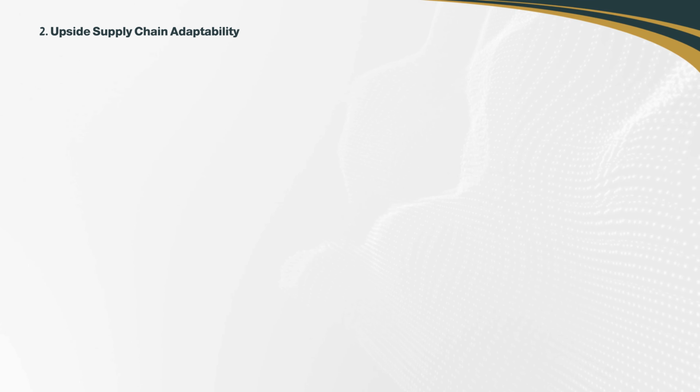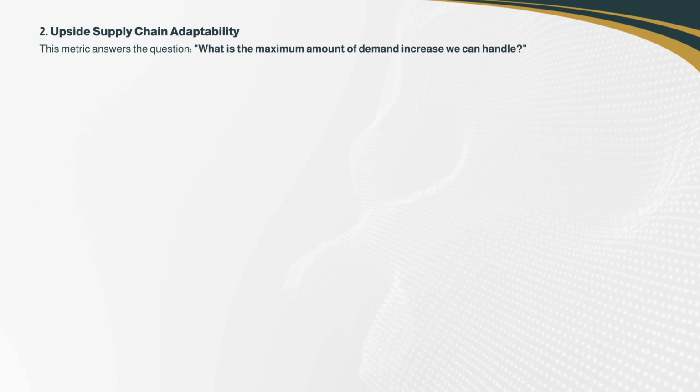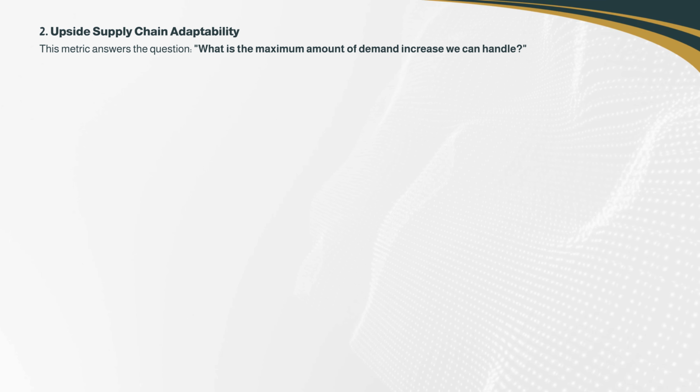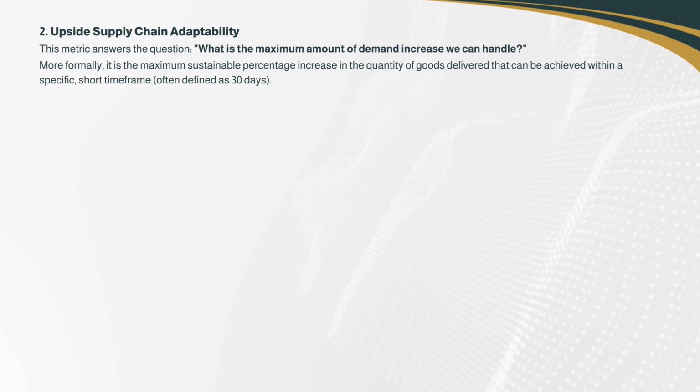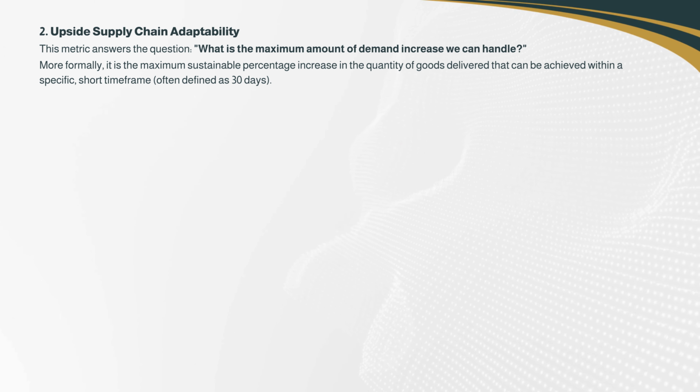2. Upside supply chain adaptability. This metric answers the question: what is the maximum amount of demand increase we can handle? More formally, it is the maximum sustainable percentage increase in the quantity of goods delivered that can be achieved within a specific, short timeframe, often defined as 30 days.